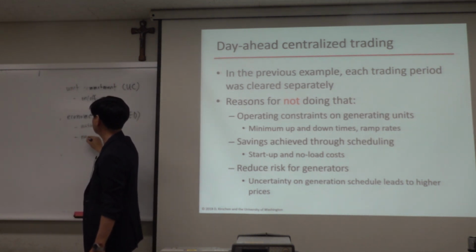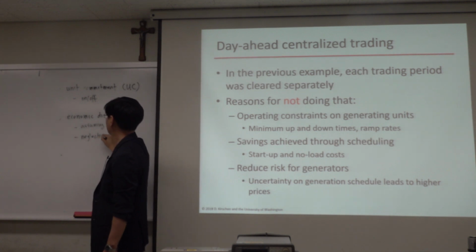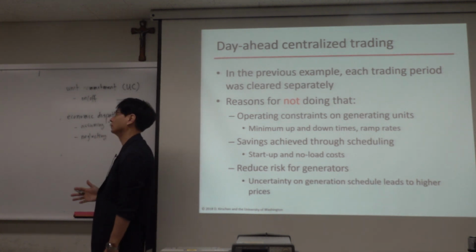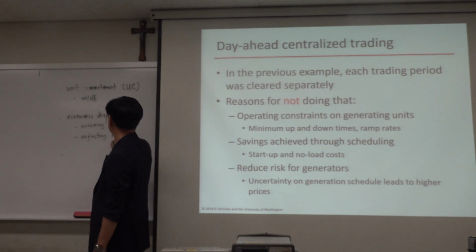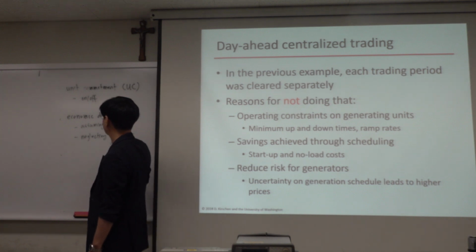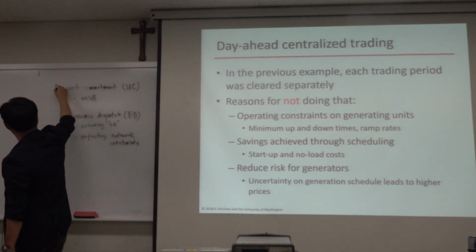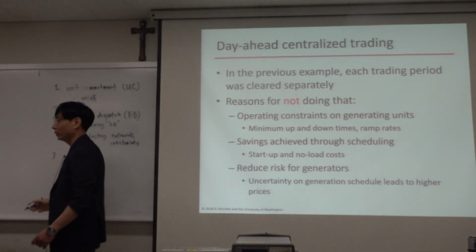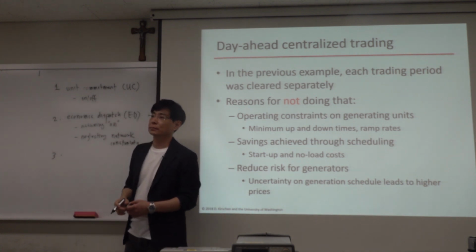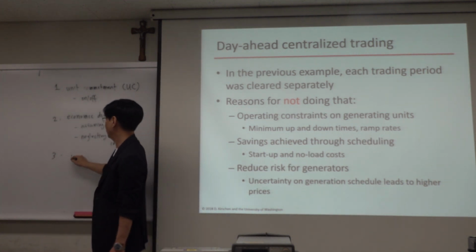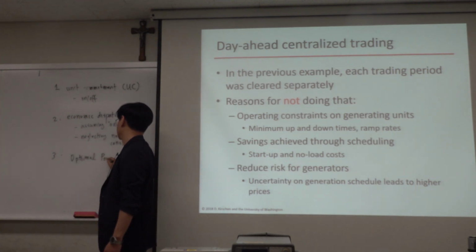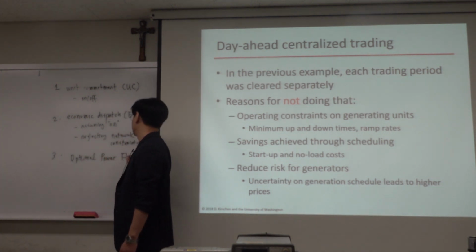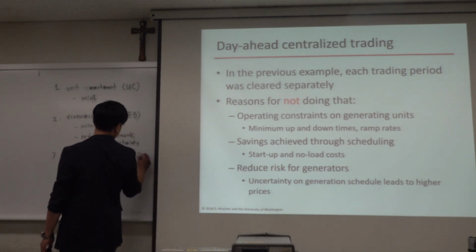Yeah. Neglecting network constraints. Then what? Okay, this is number one. This is number two. Then what should be number three? Optimal power flow. OPF.